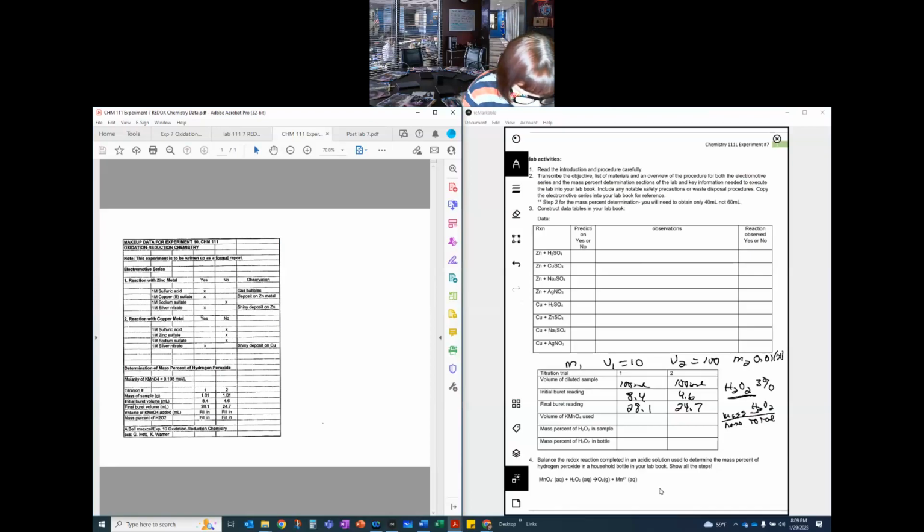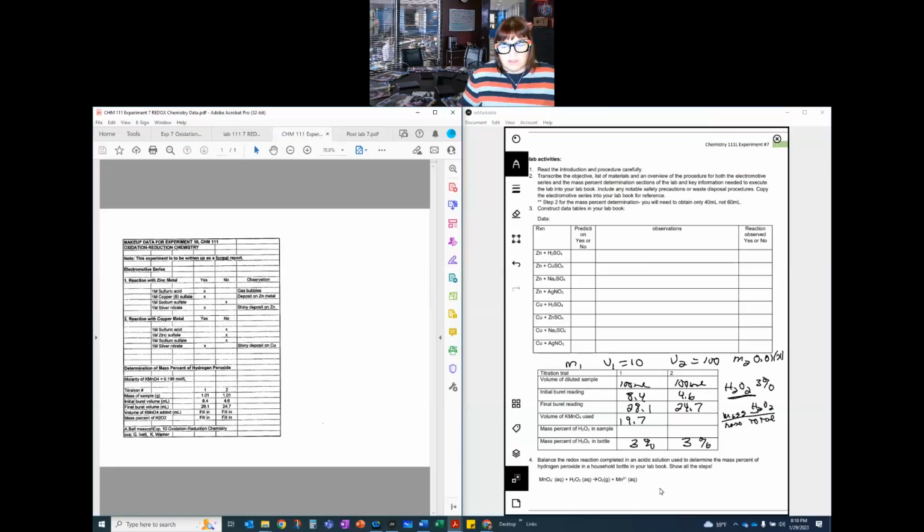So again, 28.1 minus 8.4, and that gives me 19.7. So that's how you're going to get that. And the mass percent of the H2O2, this is supposed to be 3%. That comes from the bottle. And this calculation, the mass percent, is what you're going to calculate. That is something that you'll need to do with the data that you have.